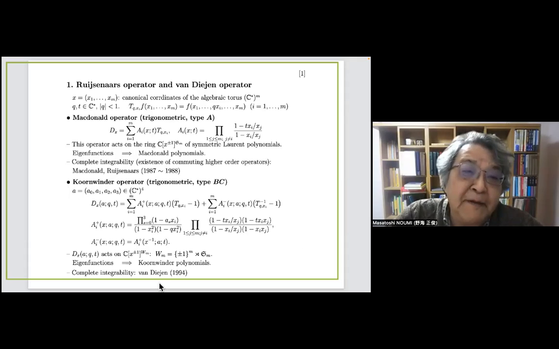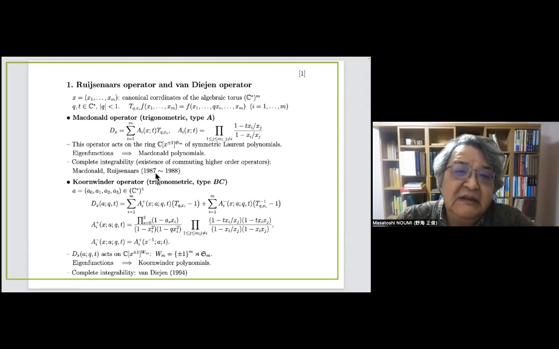recalling the Ruijsenaars operator and van Diejen operator in the elliptic case. But before that, I recall some basic things in the trigonometric case. And in this talk, I denote x, which is x1 through xm, the canonical coordinates of the algebraic torus. Algebraic torus means m copies of the C star. C star is C minus the origin. And so I fix some parameters always, q and t, assuming that the absolute value of q is less than 1. And I also use this.